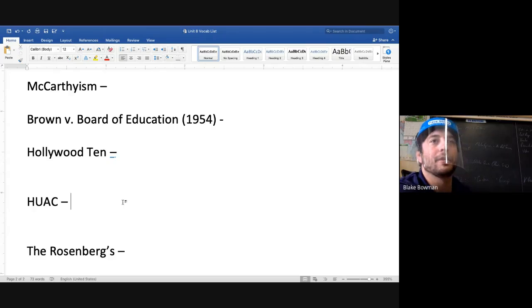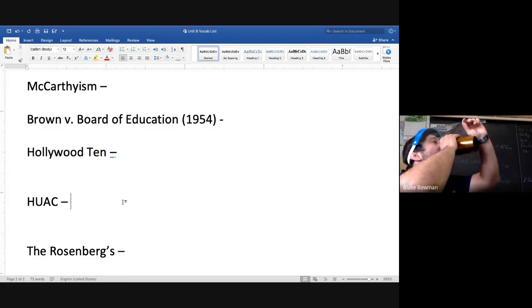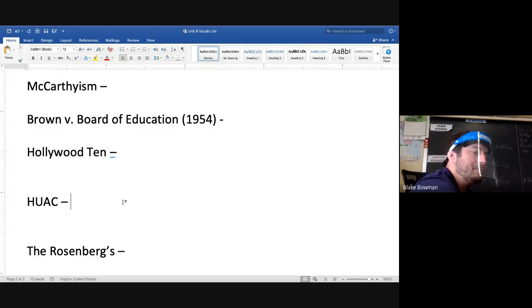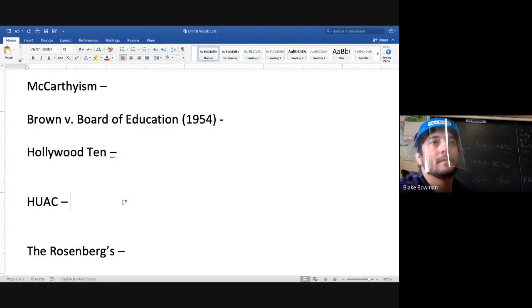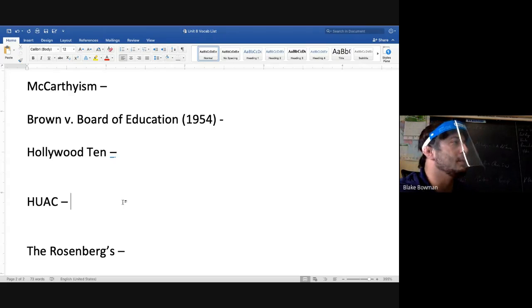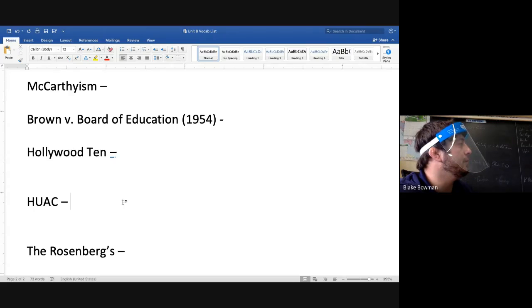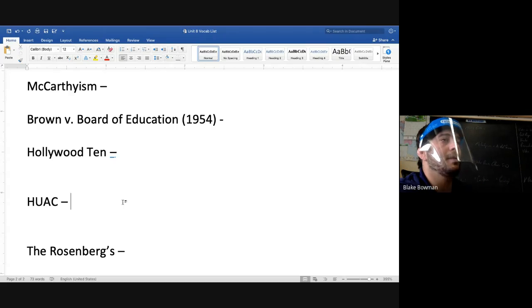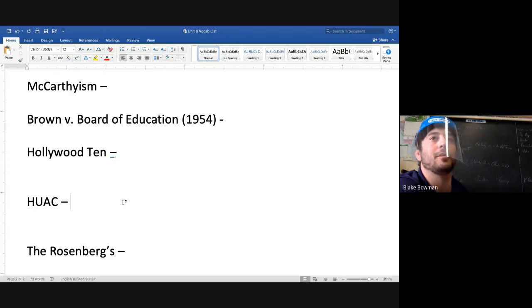What do we have? Chris, go ahead. Julius and Ethel Rosenberg, basically spying, passing atomic secrets to the Soviets. Yeah, good job. So the Rosenbergs were a couple in the U.S. that it was believed they were passing secrets to the Soviet Union about the hydrogen bomb, about these atomic weapons.